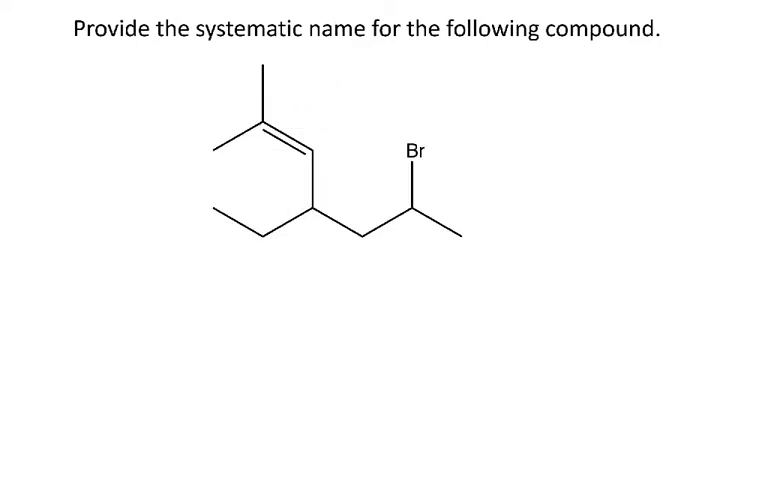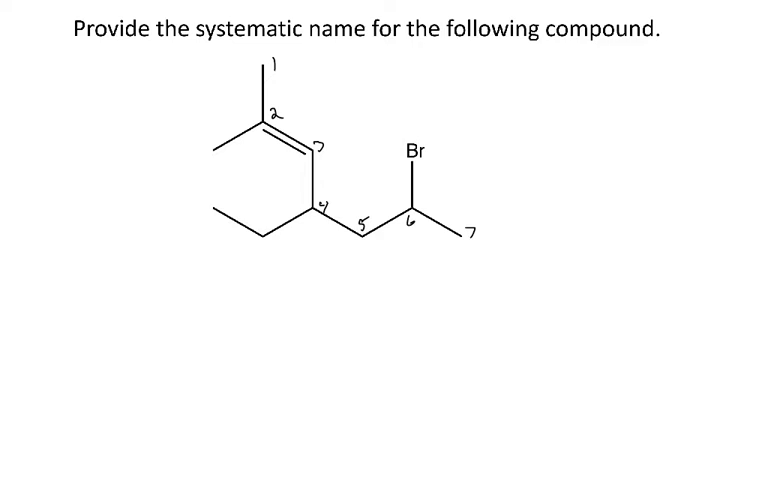Okay, one more example. So the first thing we want to do is find the longest chain that includes our alkene. And so I think that looks like it's going to be 1, 2, 3, 4, 5, 6, 7. So I have heptene, and I need to go ahead and name my substituents. In fact, let's do the numbering first. So I'd start numbering here: 1, 2, 3, 4, 5, 6, 7.